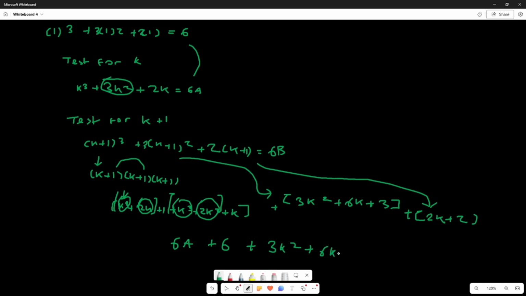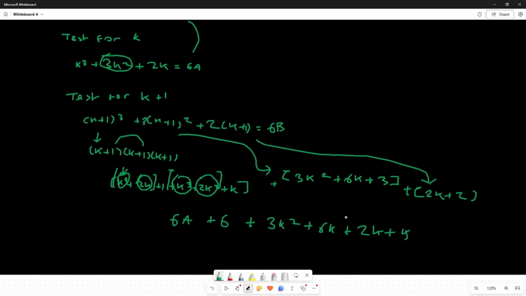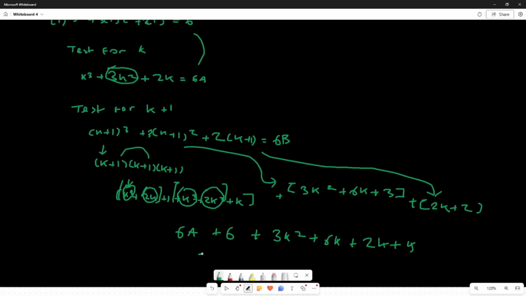k plus 2k plus k, giving us 6a plus 6 plus 3k squared plus 9k.